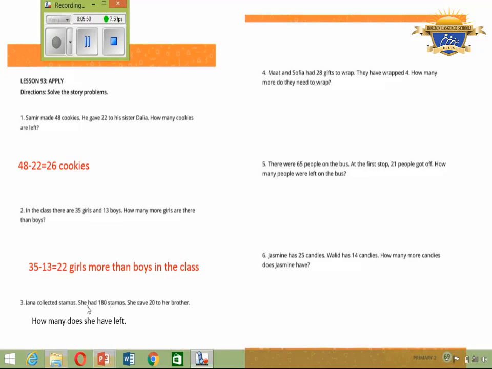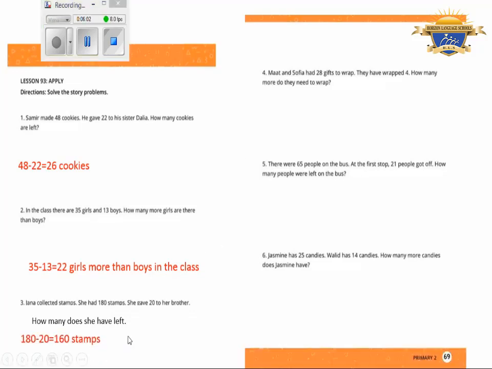Lena had 180 stamps and she gave 20. So I will start with 180 and I will take away the 20 that she gave her brother. So 180 minus 20 equals. I will subtract ones from ones, tens from tens, and hundreds from hundreds. And it equals 160 stamps.